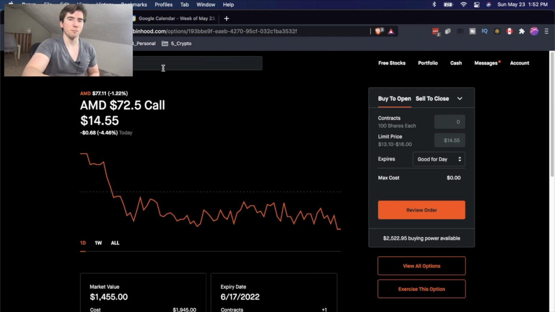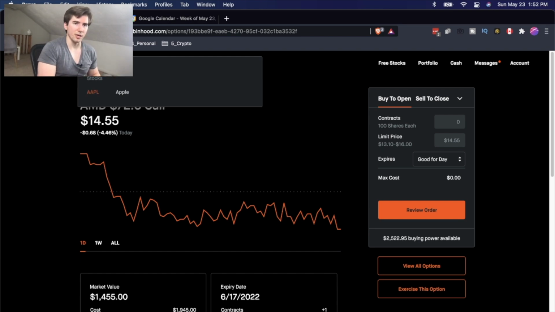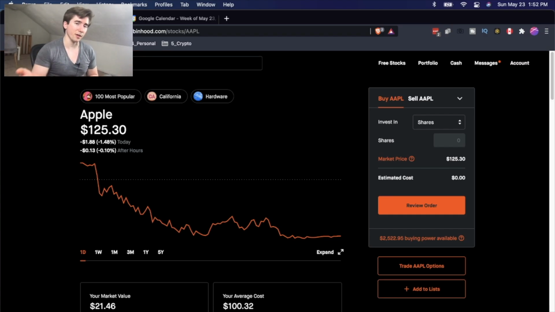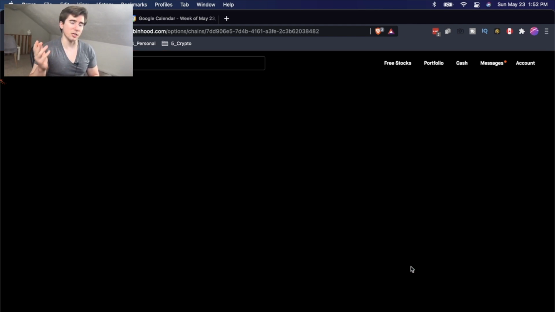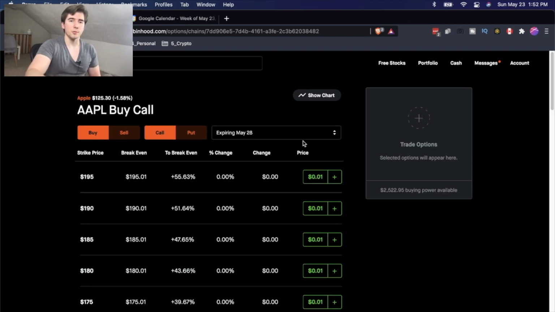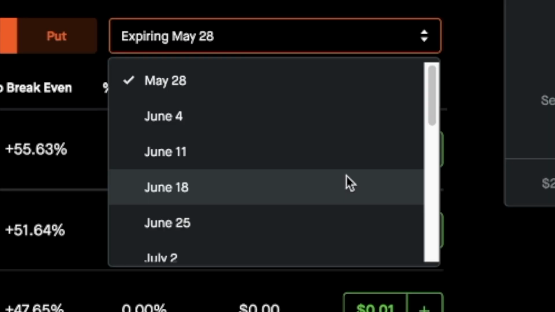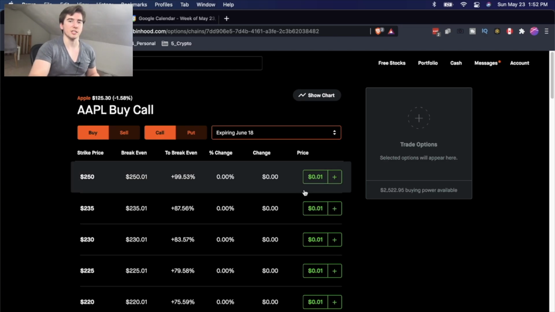A good stock that pretty much always goes up is Apple. It goes up more often than it goes down, so we're gonna bet towards the upside and say that Apple stock is going to go up. So for this, we're going to buy a call option. Of course, we're going to set our expiration date for June 18th, give ourselves a month till expiration. You can choose your expiration date however you like, but I'm just going to choose June 18th for this example.